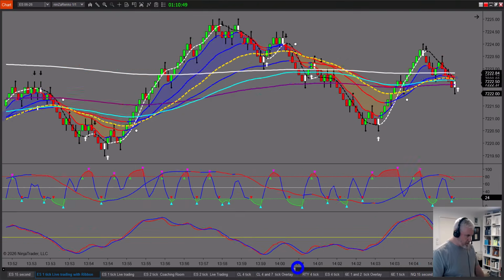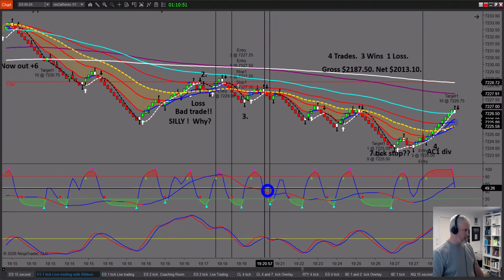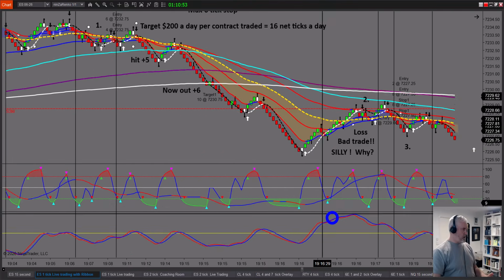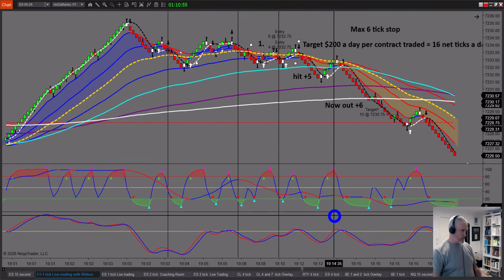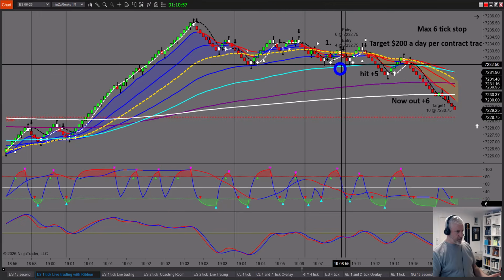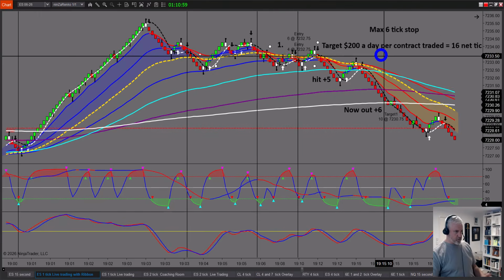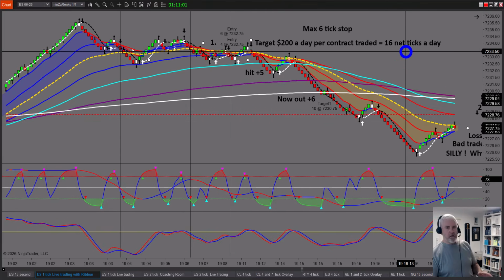Then the next day we had this. Okay, so this is the very next day. I then had a trade there. Once again, $200 a day per contract. You're only after 16 ticks. Makes you a lot of money.